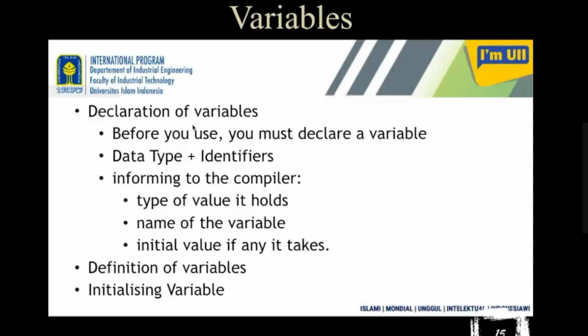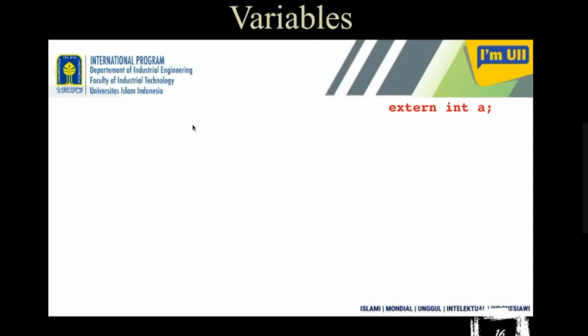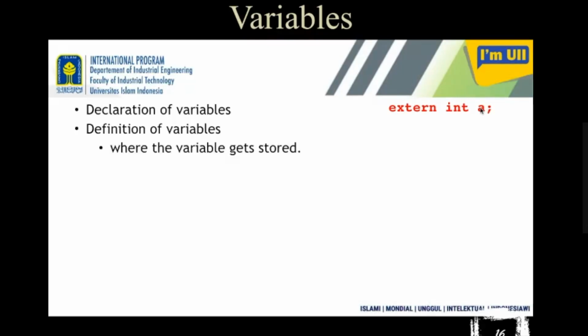Declaration is sometimes also called definition, but definition and declaration are not the same. This is a statement in a programming language like extern int a. This a is the identifier, int is the data type, and this extern tells that this is a declaration type statement, where you declare a variable a for your program. As I said, the definition is sometimes also the same as declaration.